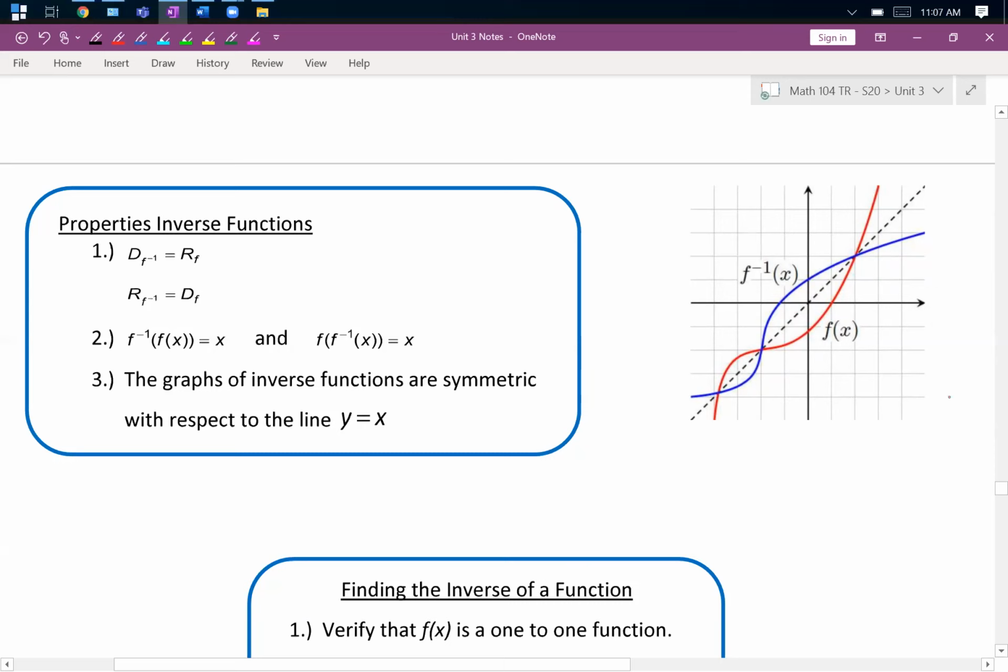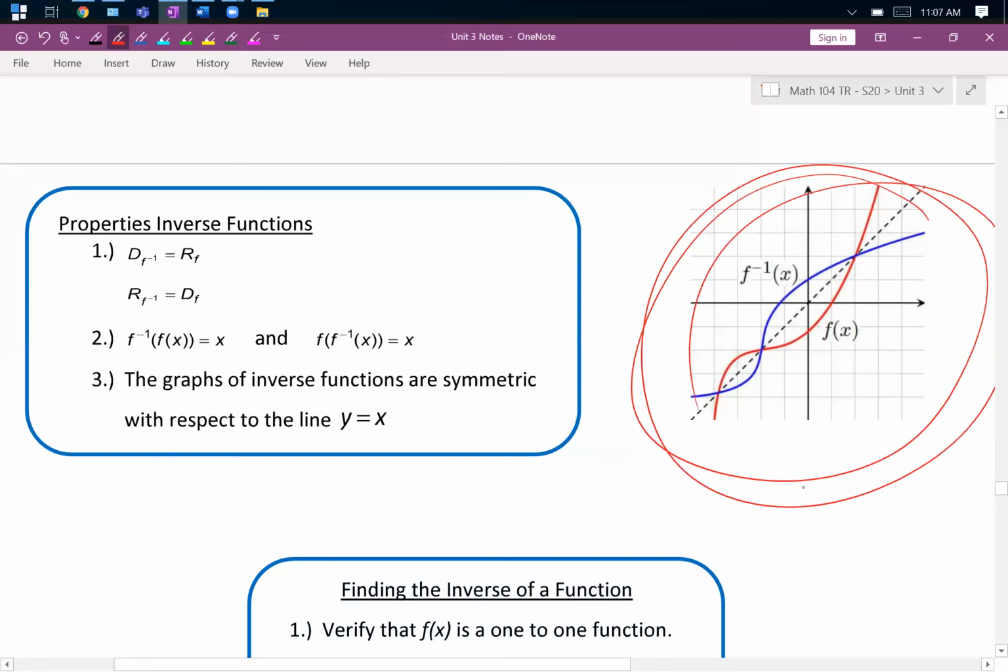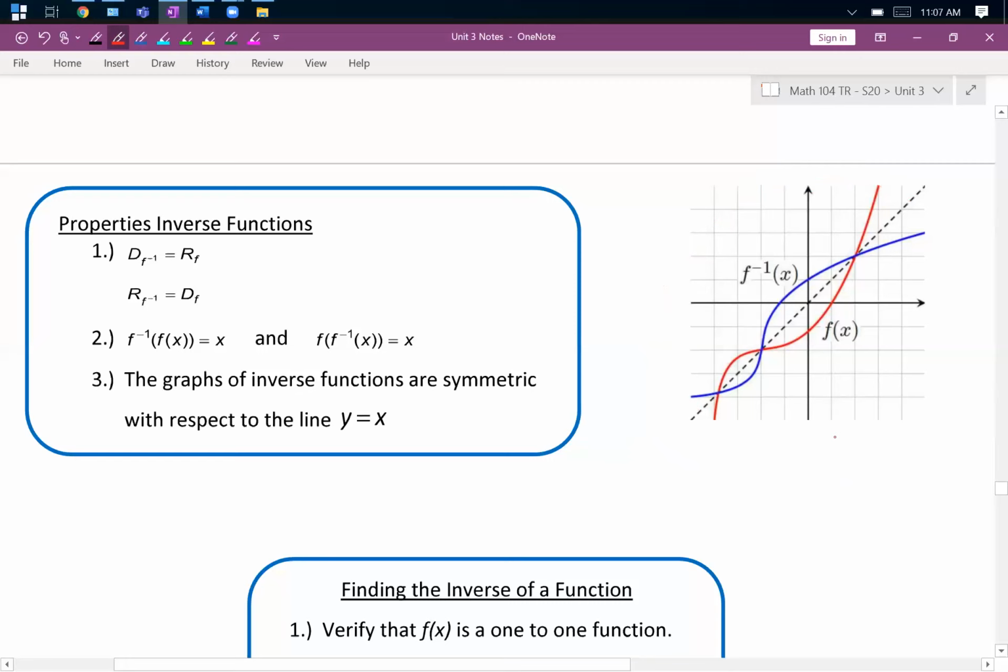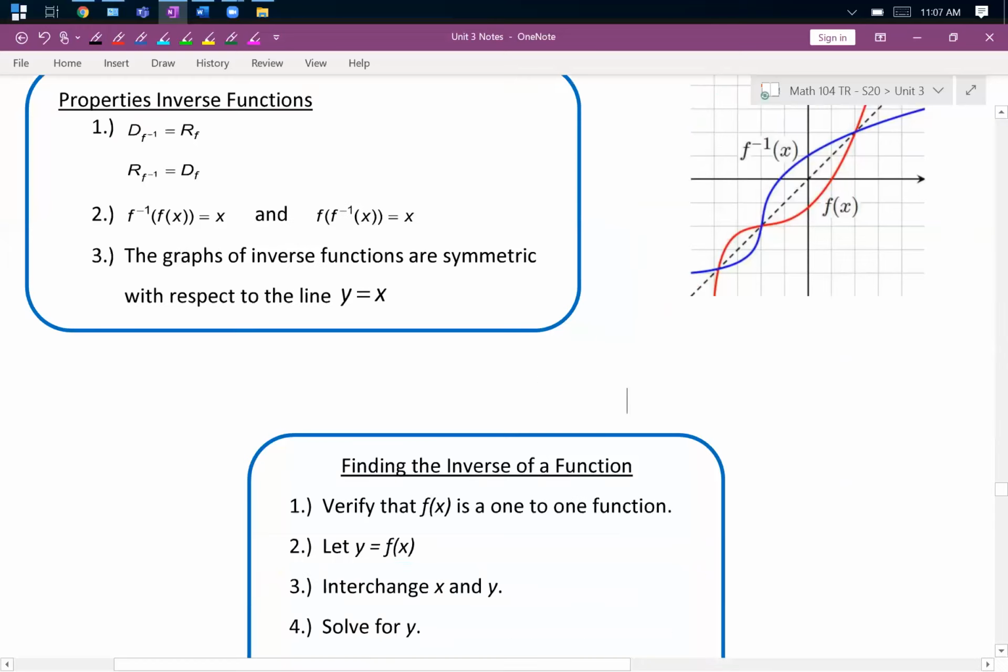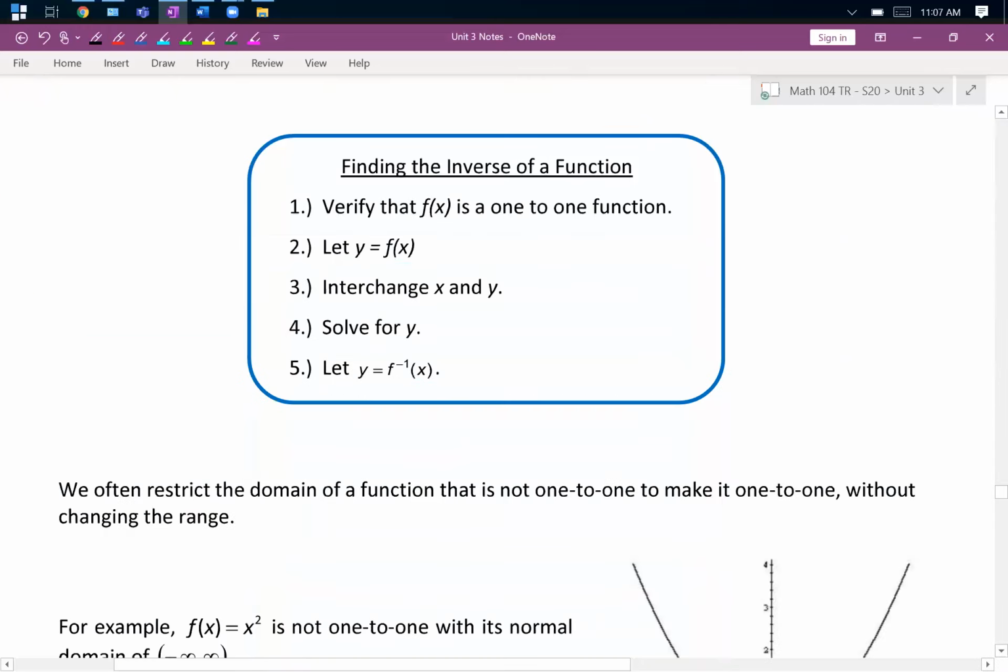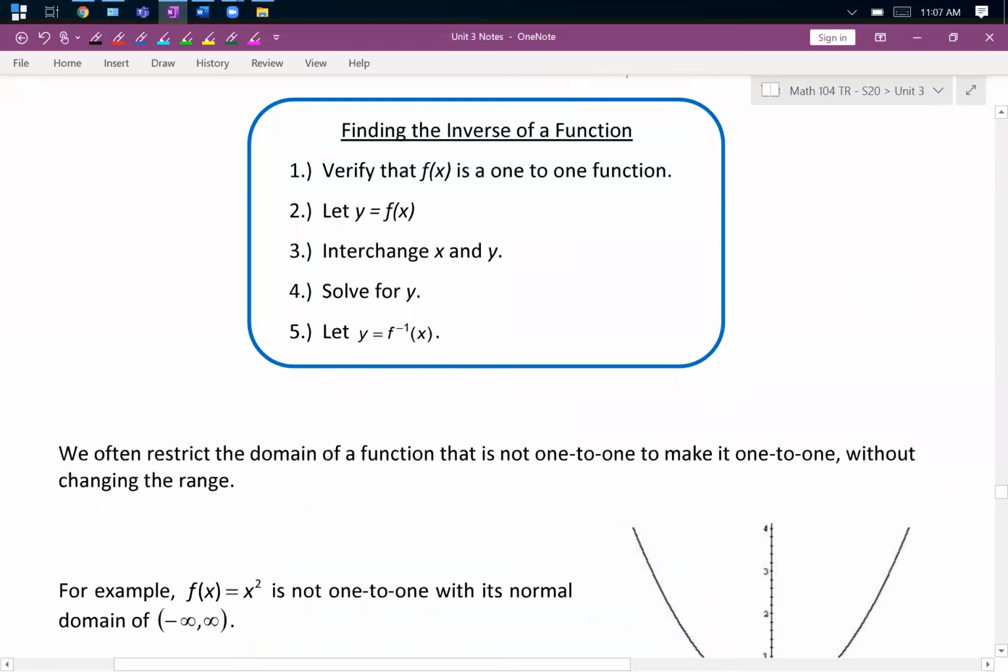So I got a diagram over here. The dotted line is y equals x, and I have two functions there, and we can see we have the mirror image on either side of that dotted line. How do we go about finding the inverse function? Well, the first thing you need to do is verify that it is one-to-one, because only one-to-one functions are eligible to have an inverse.